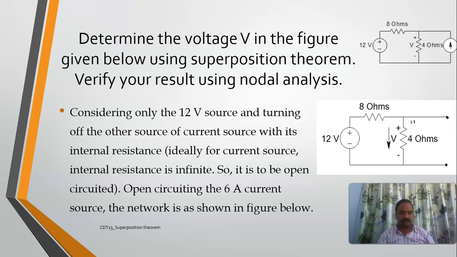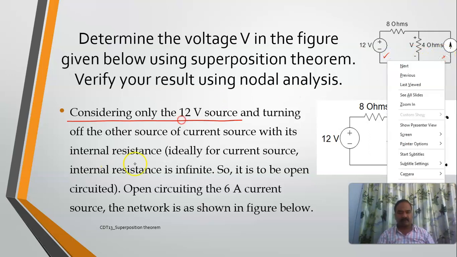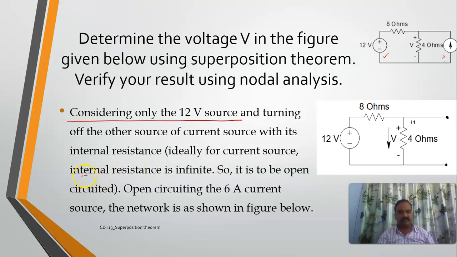So first of all, let us consider only the 12 volt source and turn off the other source. I am considering only this source, and I am turning off the other source. This is a current source, right? So ideally for a current source, the internal resistance is infinite. So we will open circuit that one. Open circuiting the 6 ampere source, I have removed that one. So this is my network now.